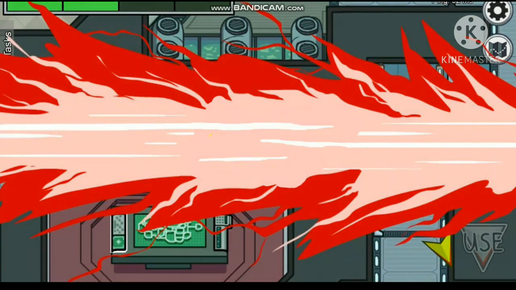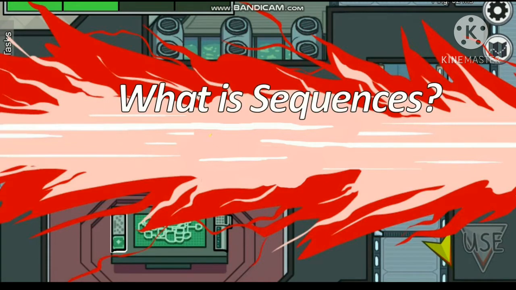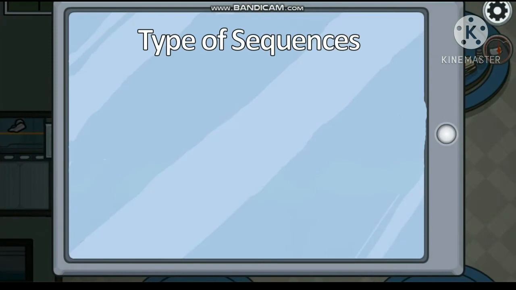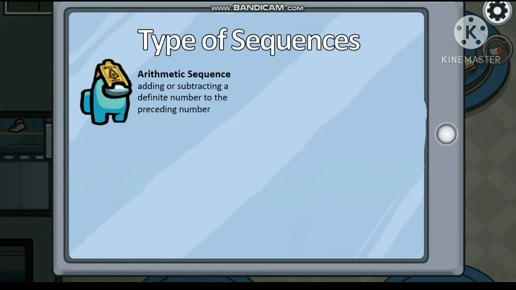Now I want to explain about sequence and series. For the first, I want to explain about sequence. What is sequence? Sequence is an arrangement of numbers in a particular order. Okay, next is the type of sequence. There are four types of sequence.